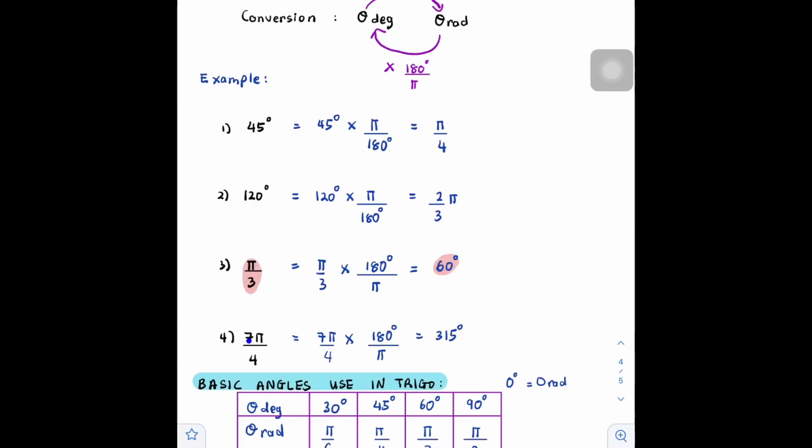The last one, 7 pi over 4. How can you have the unit in degrees? Just multiply with 180 over pi. So your answer will be 315 degrees. Okay, so you have to know the formula of the conversion here.